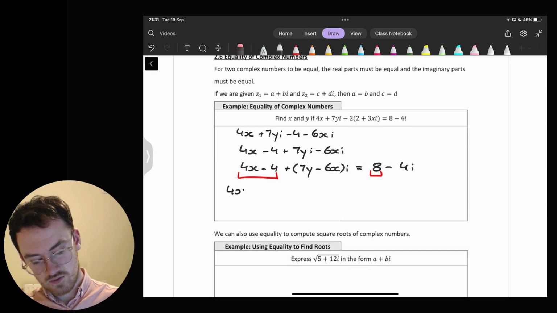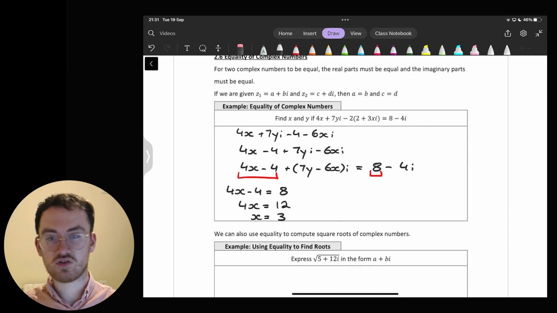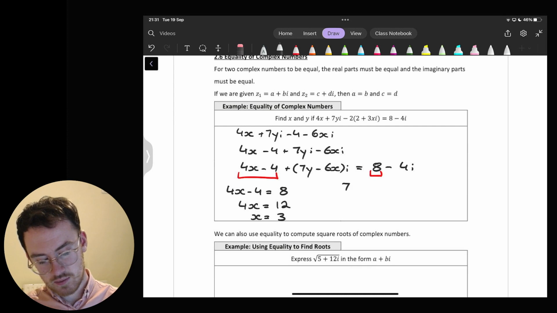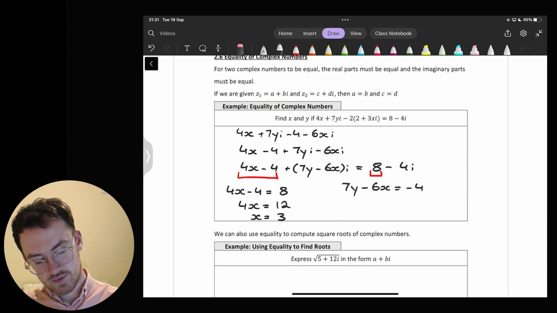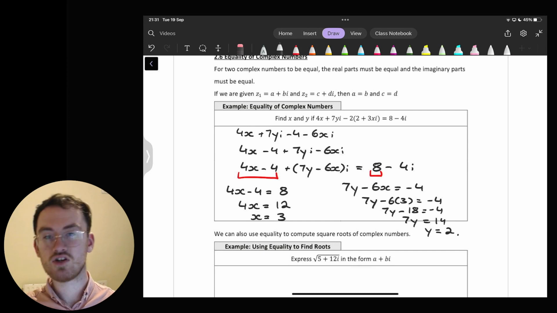So we can say that 4x minus 4 must be equal to 8. So 4x must be equal to 12, so x must be equal to 3. Then comparing the imaginary parts, same thing again. 7y minus 6 times 3, we can fill in the value for x that we have found. Minus 4, 7y equals 14, so y must be 2.